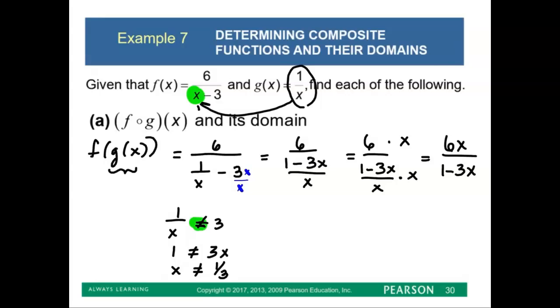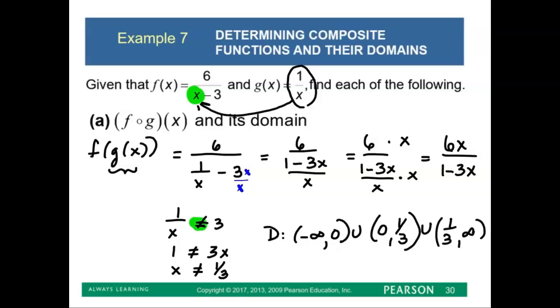So we exclude 0 because it would create a 0 for g, and we leave out 1/3 because that would create a 0 for the composition function. So our final domain would be negative infinity comma 0 union 0 comma 1/3 union 1/3 comma infinity. So notice the values that we left out were 0 because that created a 0 in the denominator of g, and we left out 1/3 because that would create a 0 when we plug g into f.